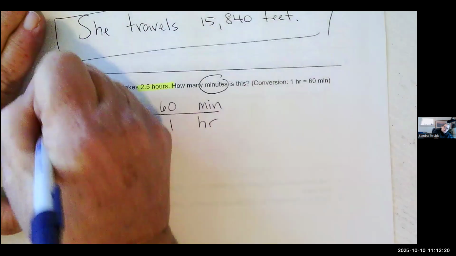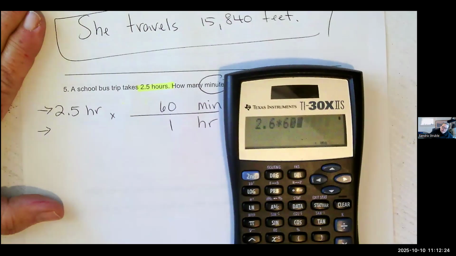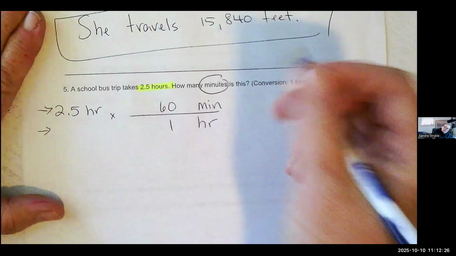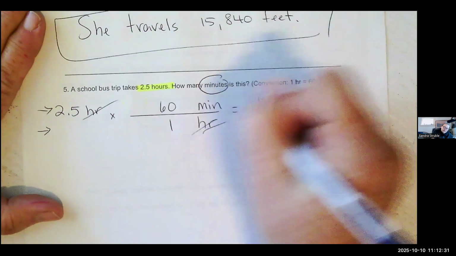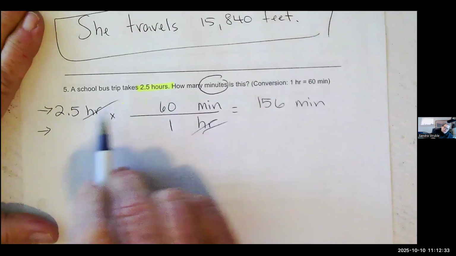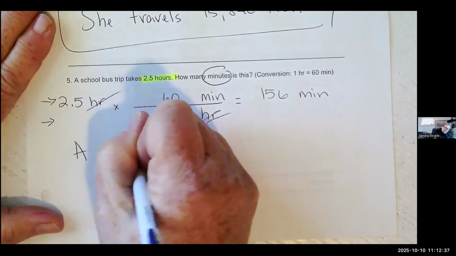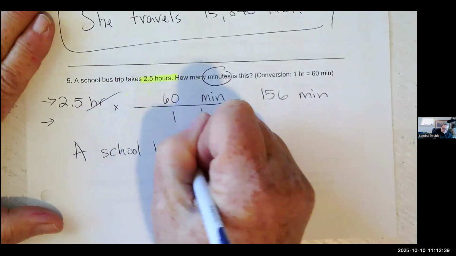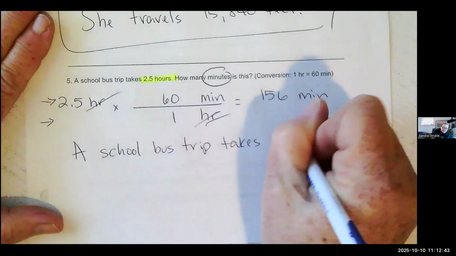Multiplying straight across, 2.5 times 60 is 156. My hours are gone and I'm left with minutes. So the school bus trip takes 156 minutes.